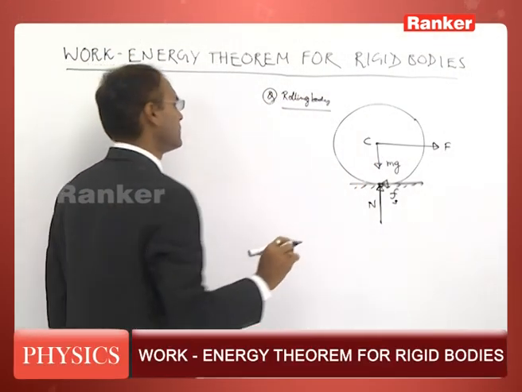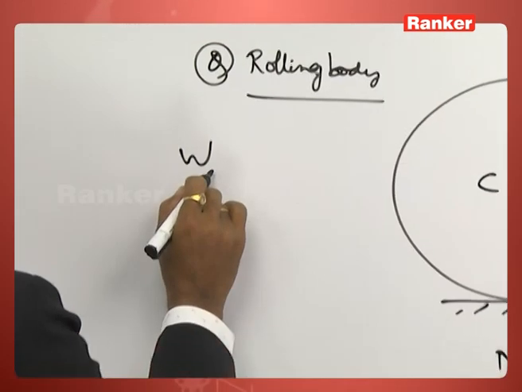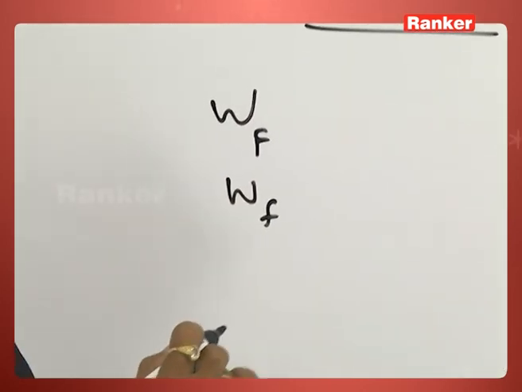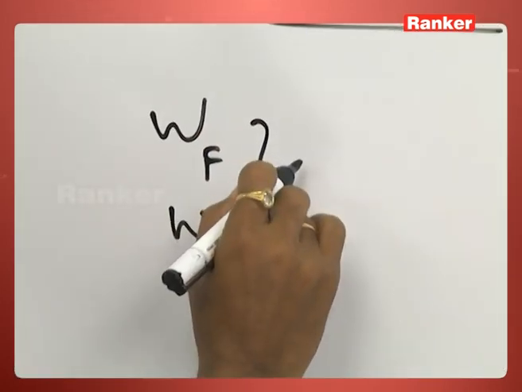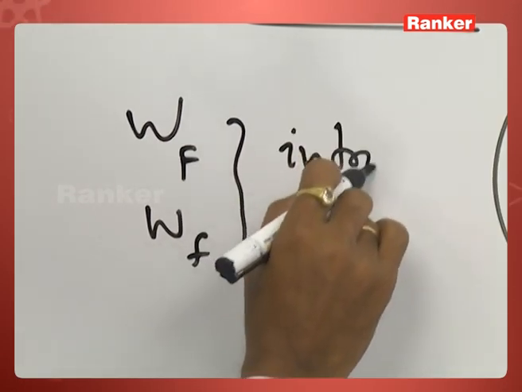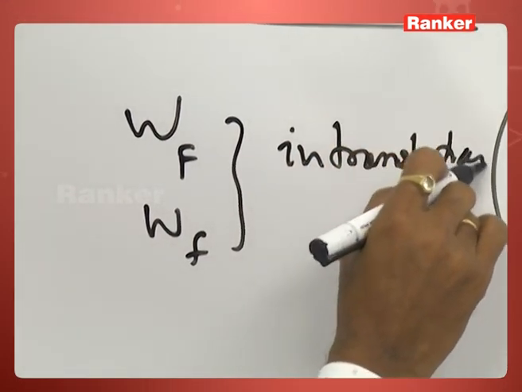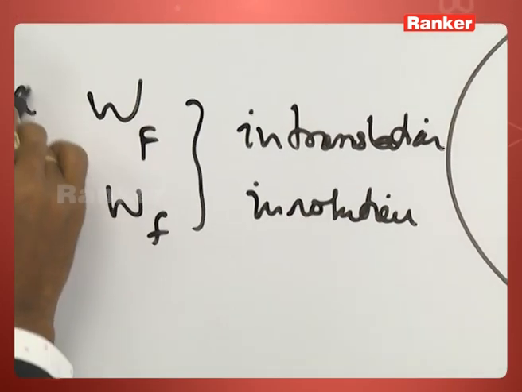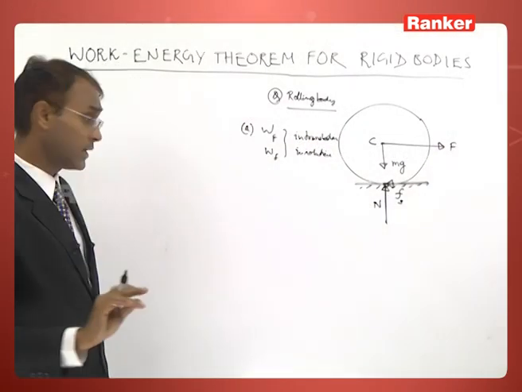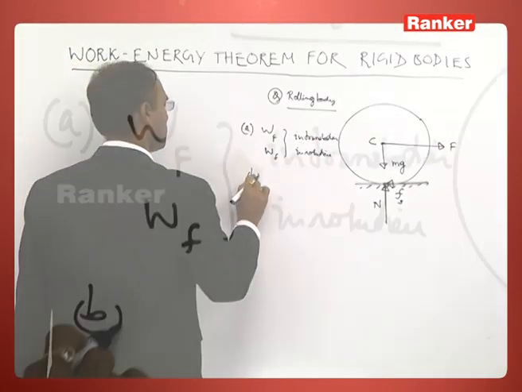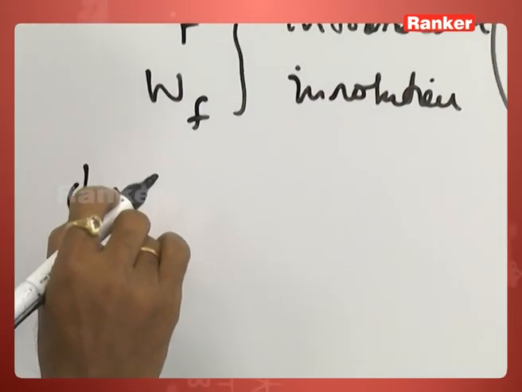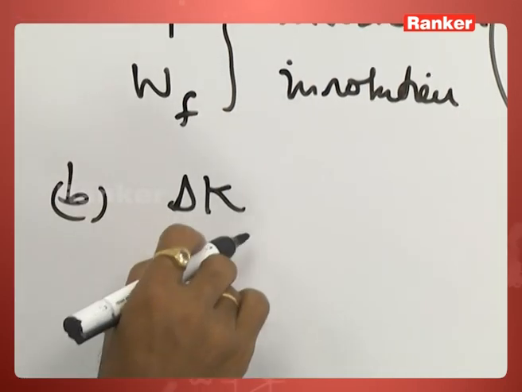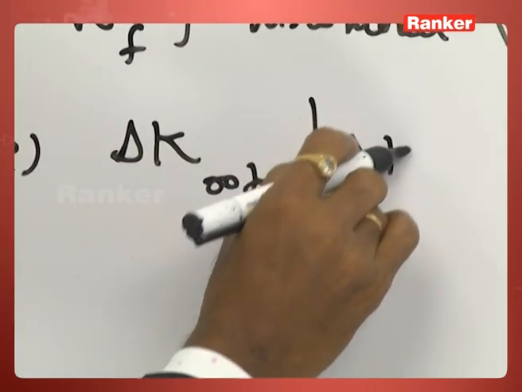We need to calculate the work done by the applied force and the work done by the force of friction in translation and rotation. And secondly, we need to calculate the change in kinetic energy, rotational and translational.